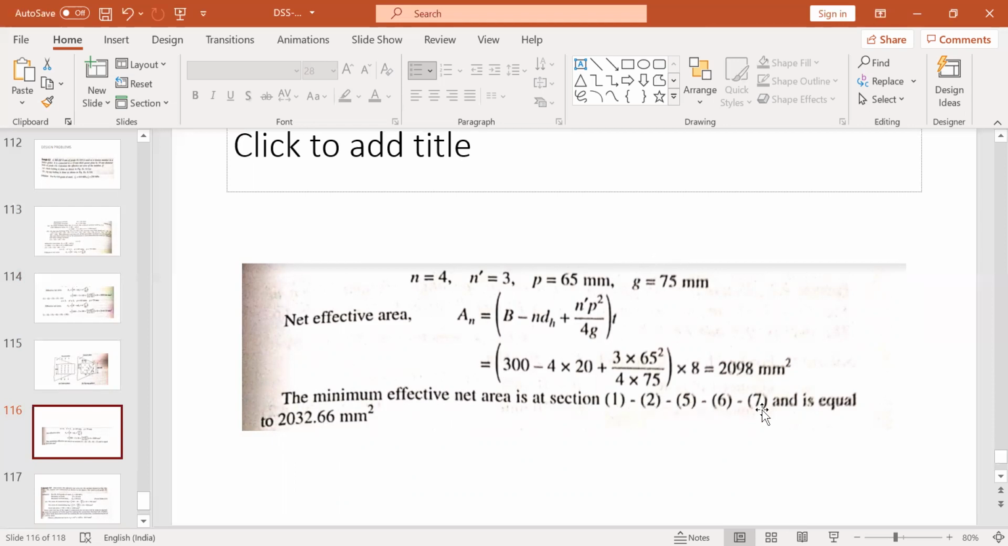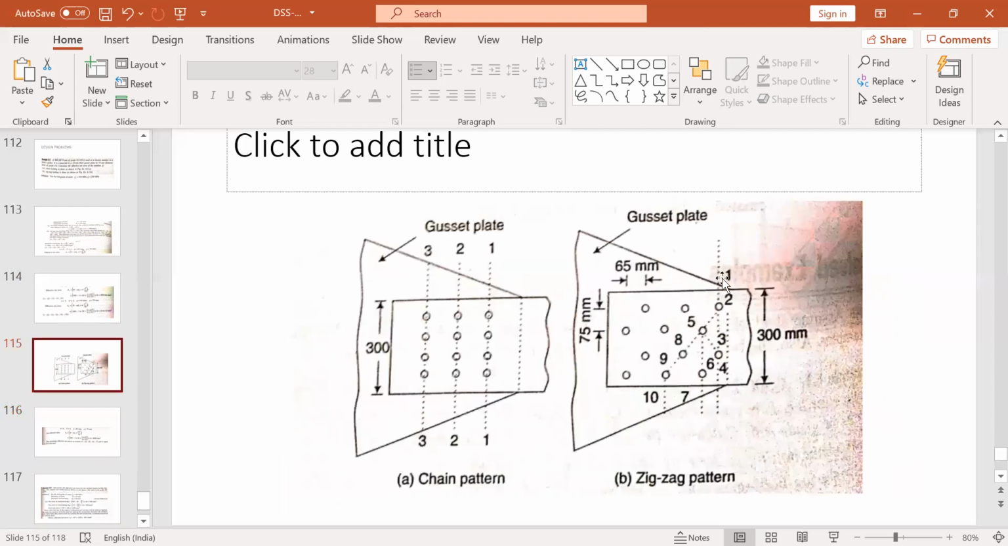Okay, 1, 2, 5, 6, 7. Yes, bolting may fail 1, 2, 5, 6, 7. So this section is the critical section. So net effective area will be the least of all the zigzag bolting areas. You find out what is the least. Least is 2032. That is how you find the net effective area. All right.